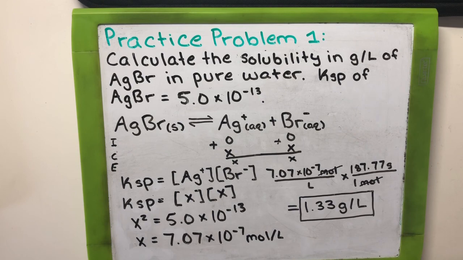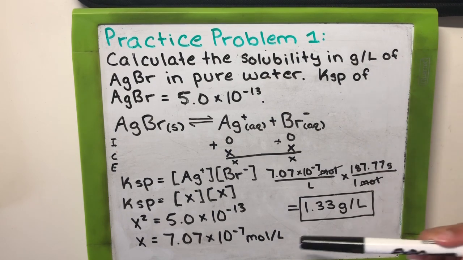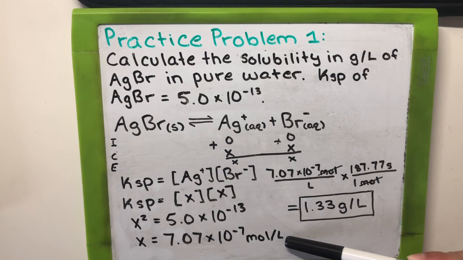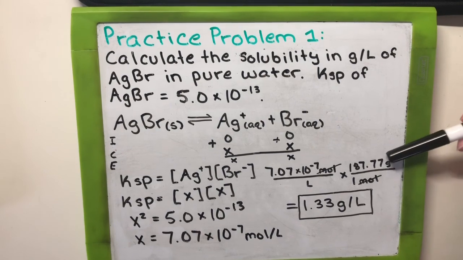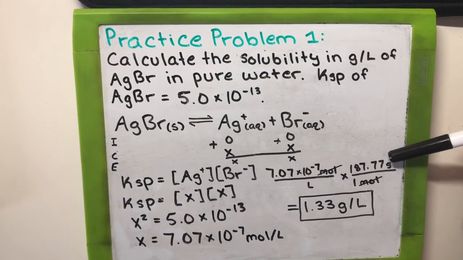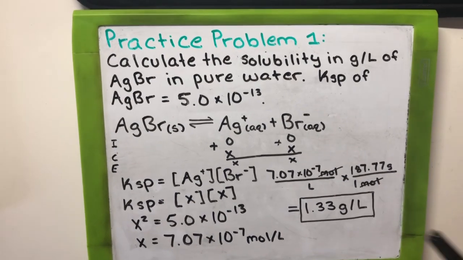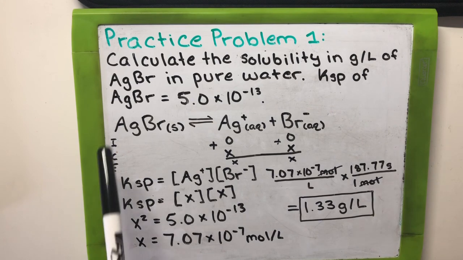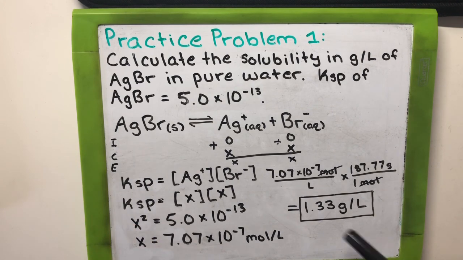Now we want our answer in grams per liter, and right now we have an answer in moles per liter. So we want to convert. We're going to convert using the molar mass of silver bromide. And then from that, we should get our answer, which is 1.33 grams per liter. So the solubility of silver bromide in pure water should be 1.33 grams per liter.